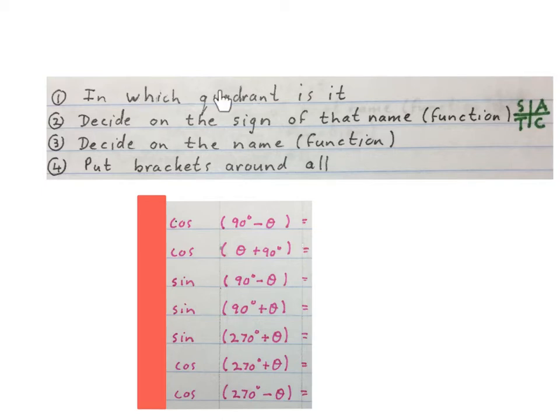Now these four rules you must write down. Number one, in which quadrant is the bracket that we have. Number two, decide on the sign of that name or the function they gave you. Then decide on the name you're going to use, and then put everything in brackets because you will have this inside sums. I say again, find the quadrant. Find if it's plus or minus there. Decide on the name you're going to use and put everything in brackets.